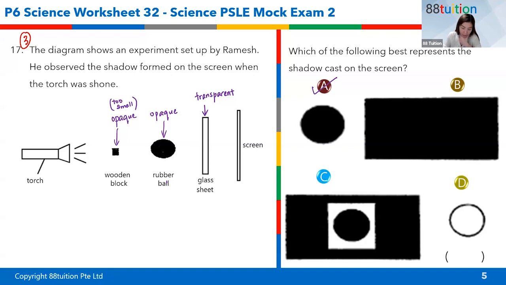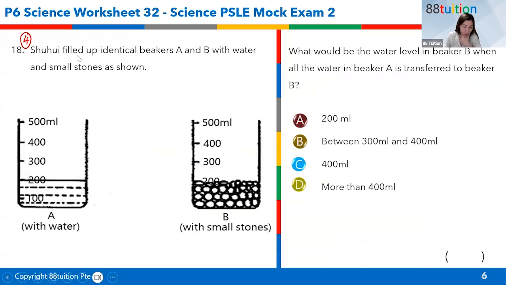All right, Ken. Next. Question 4, Shu Hui filled up identical beakers A and B with water and small stones. Okay, this one, 4 of you got it wrong. All right, so if you look at it very carefully, even though the water seems to reach the 200 ml level, and the small stones also reach a height indicating 200 ml, does it mean that the stones totally occupy all the space? No, right? What can you say?